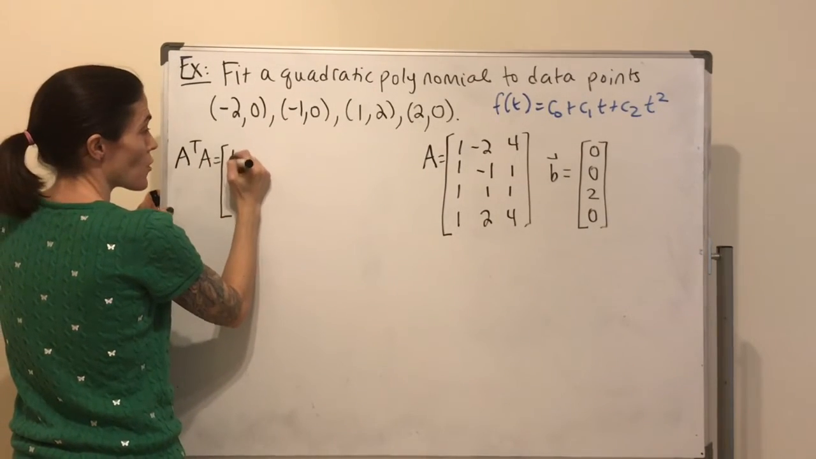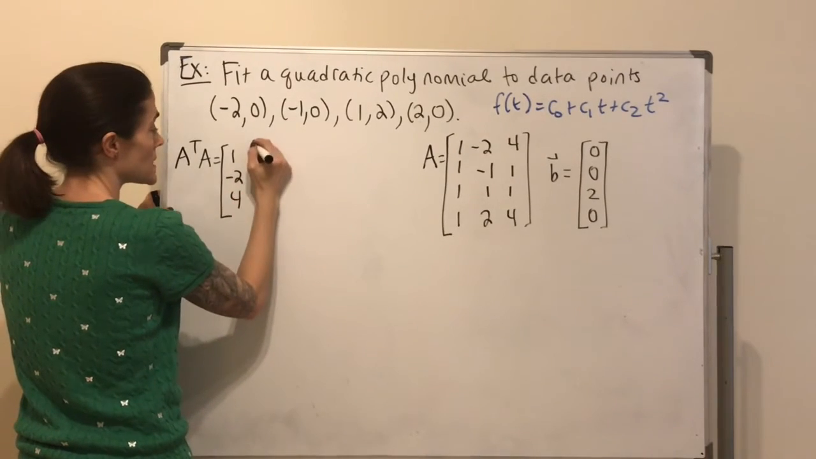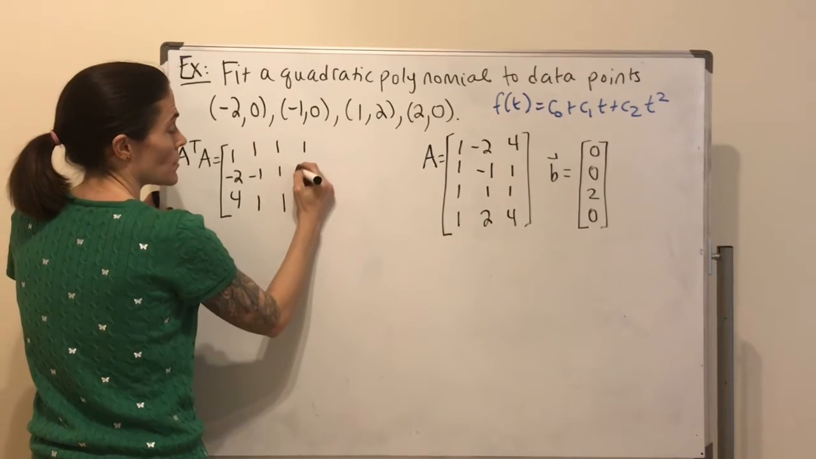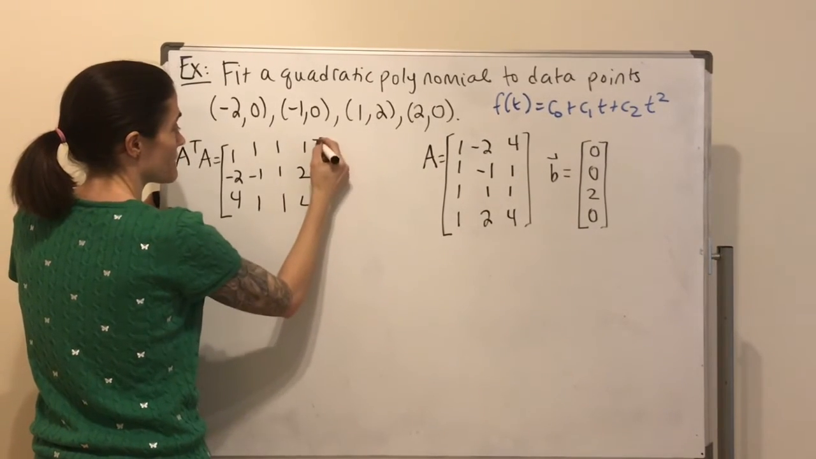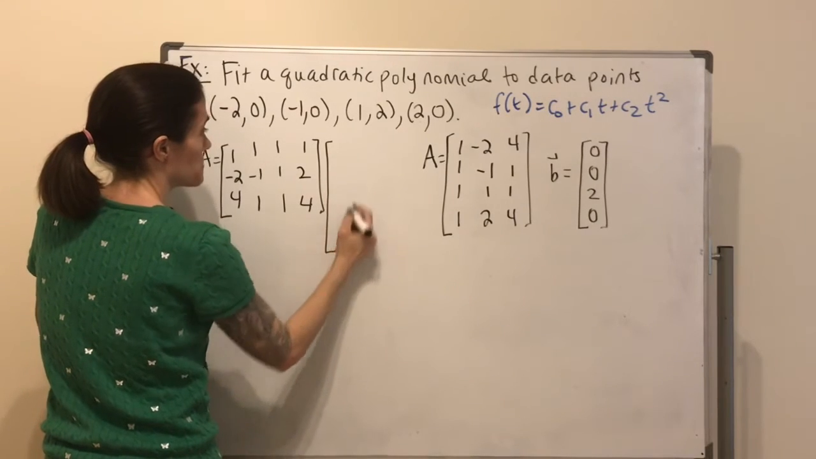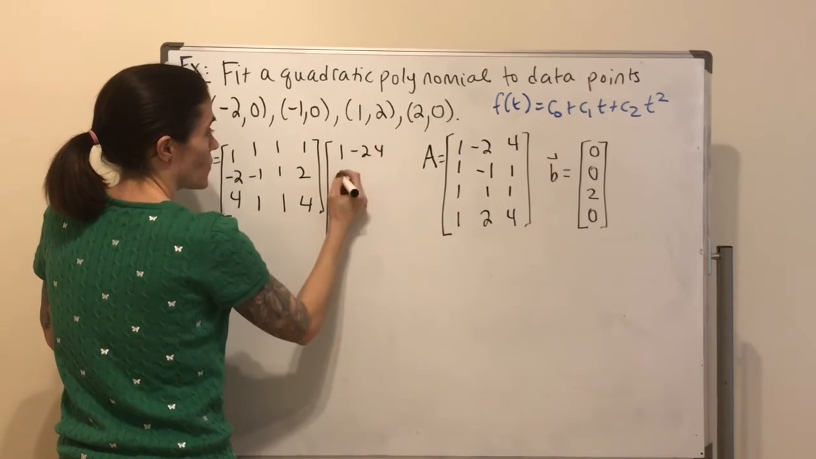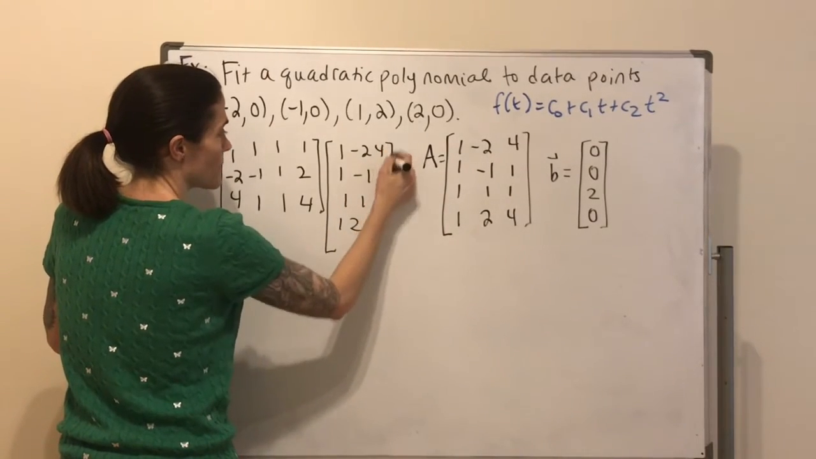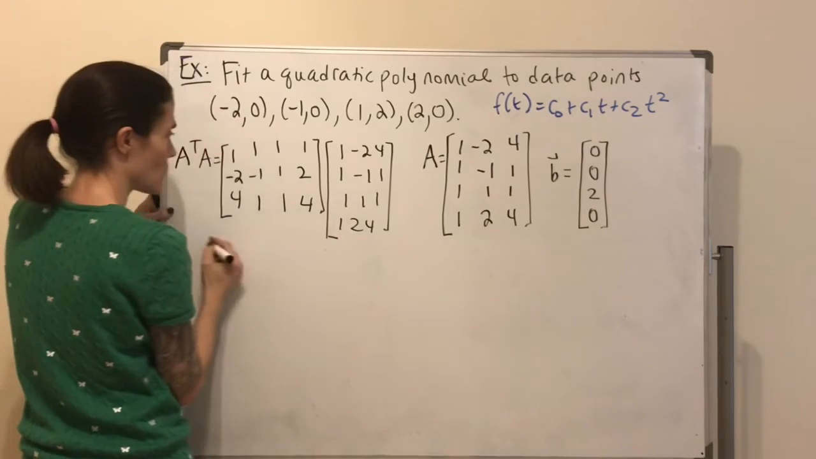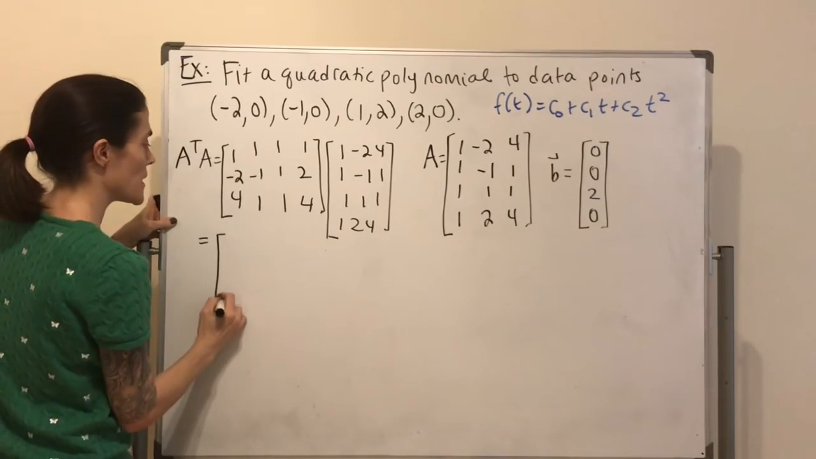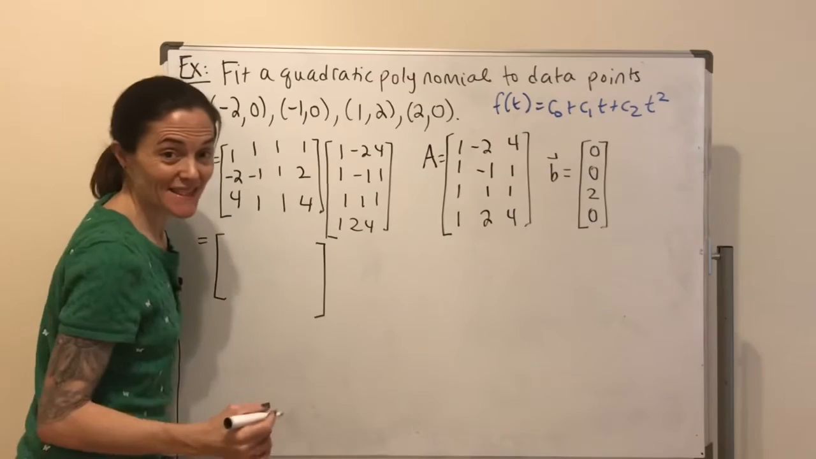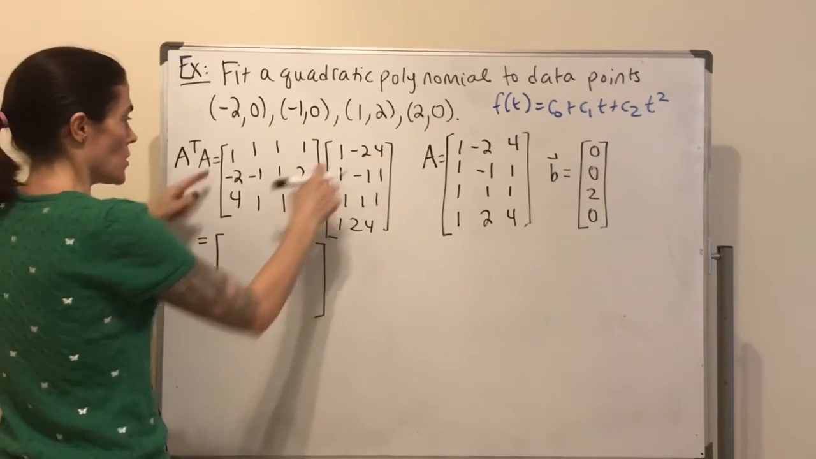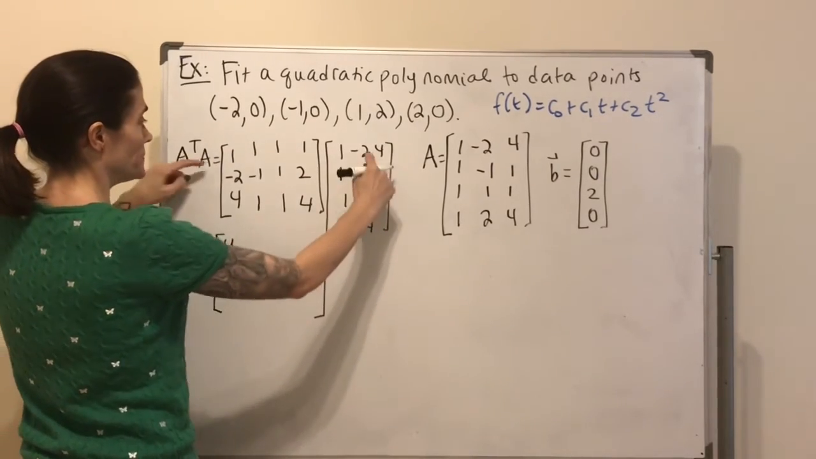Okay, so the first row becomes the first column. The second row becomes the second column. And then 1, 2, 4. An A. This will be, as we can see, 3 by 3. Did I leave enough space? Okay, here we go. This is 4.